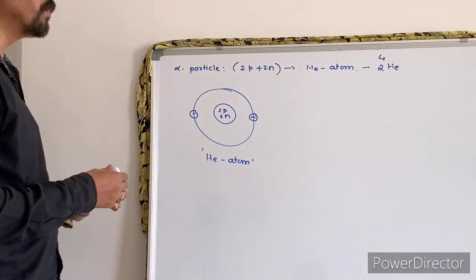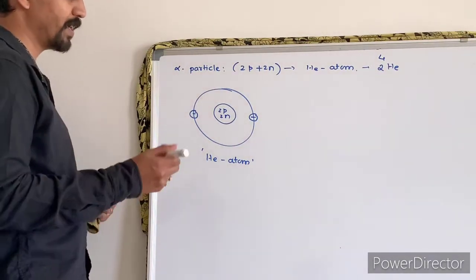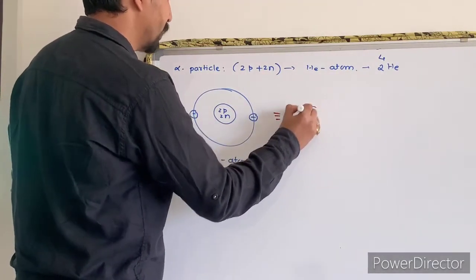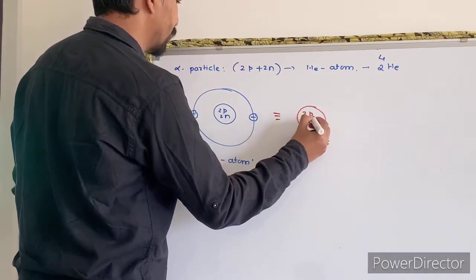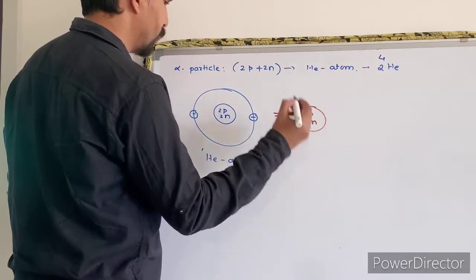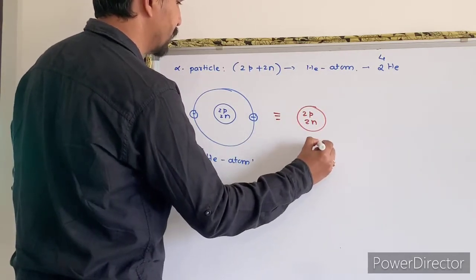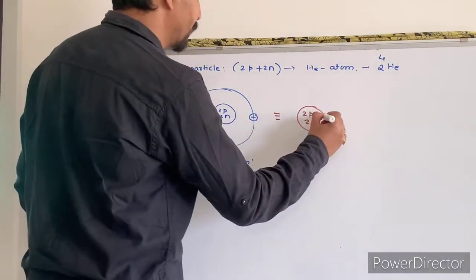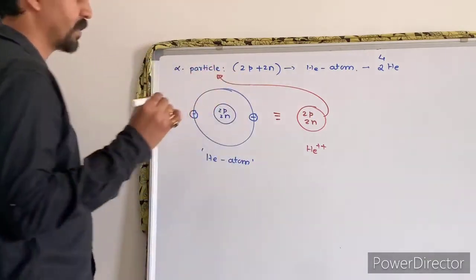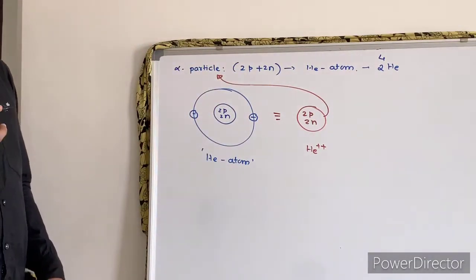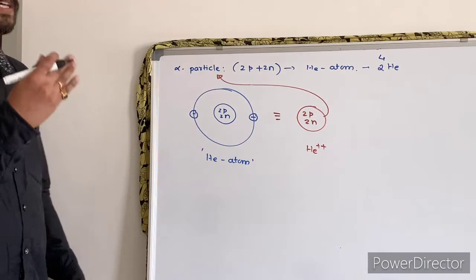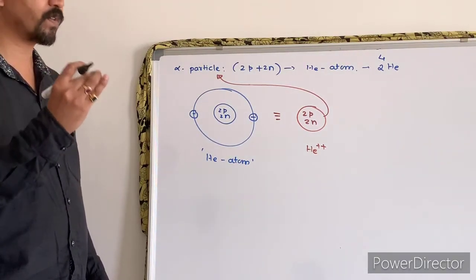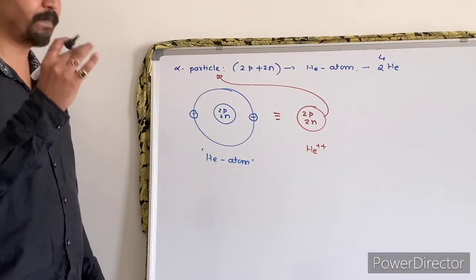Now if I remove 2 electrons from this helium atom, what will happen? It consists of 2 protons, 2 neutrons. The 2 electrons are removed, therefore it becomes He++. So this is nothing but your alpha particle. So doubly ionized helium atom is nothing but your alpha particle. If you remove 2 electrons from helium atom, it becomes alpha particle.